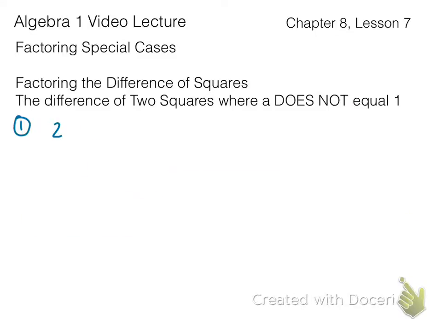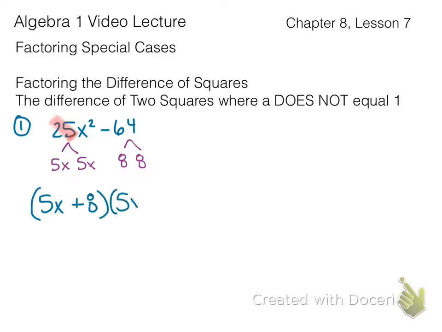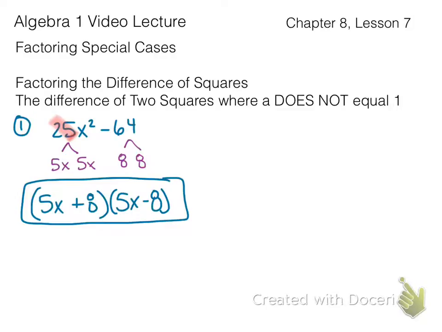All right, let's take a look at the next one. Now, if a is not 1, if we have a coefficient, in this case 25, well, 25x squared is just 5x times 5x. 64 is just 8 times 8. So it's just going to be 5x plus 8 times 5x minus 8. And that's your final answer, guys. This is just something to help you skip a lot of steps.